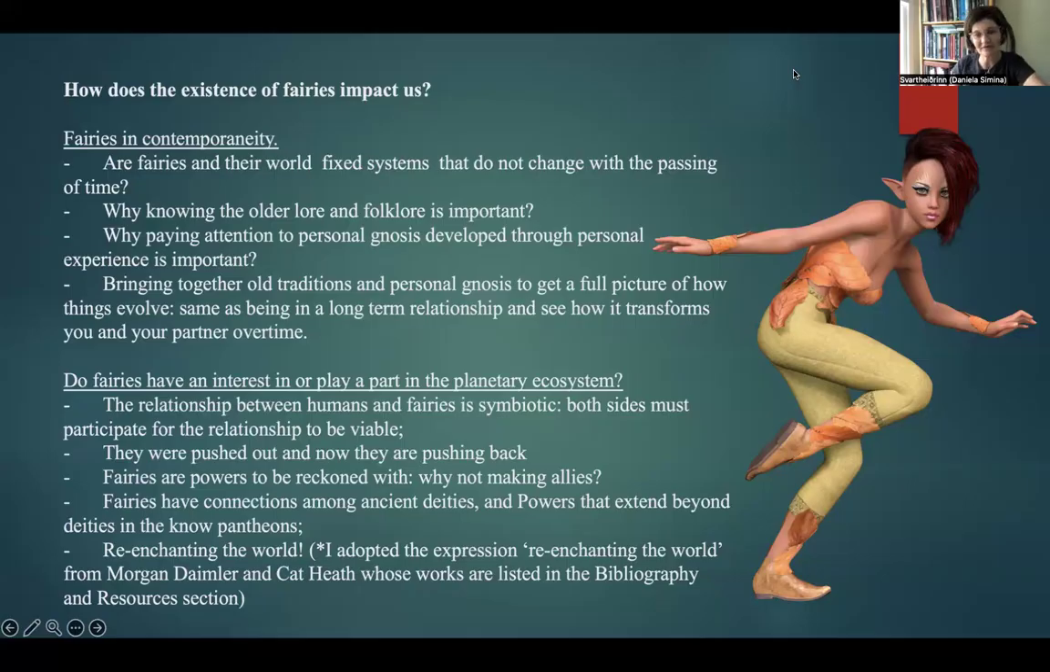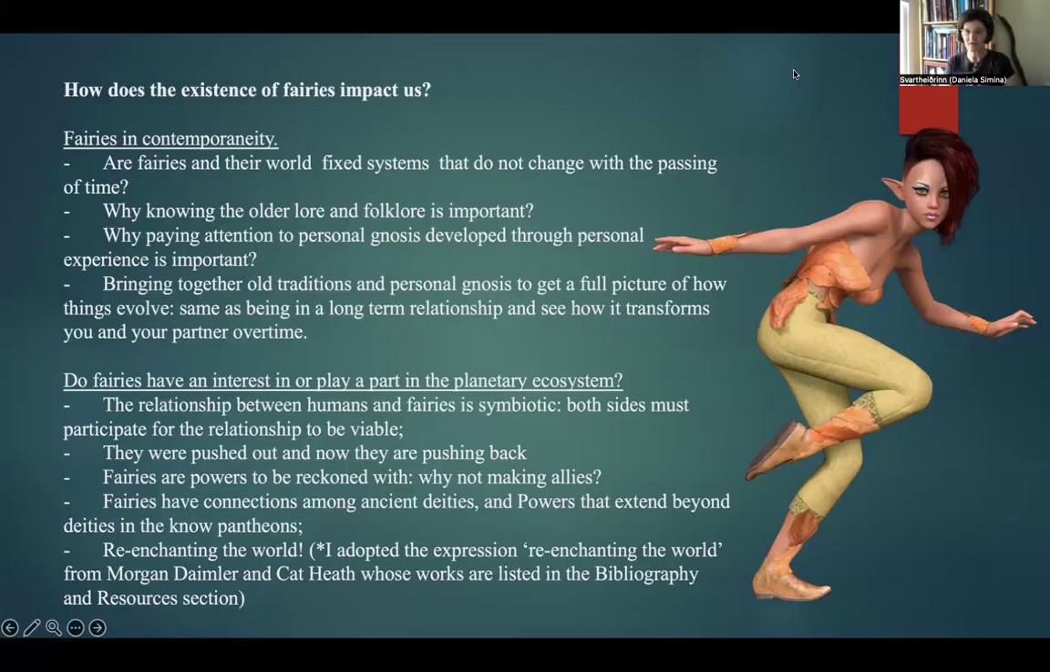So, how does the existence of fairies impact us, and fairies in contemporaneity? Because we live today, we don't live in the Victorian age. Are fairies and their world fixed systems that do not change with the passing of time? I think I just answered that question, because we saw how imagery of fairies has changed over time. And it reflects, and should reflect, trends in fashion, matching the changes that occur in the human world about fashion and how we think and how we behave.